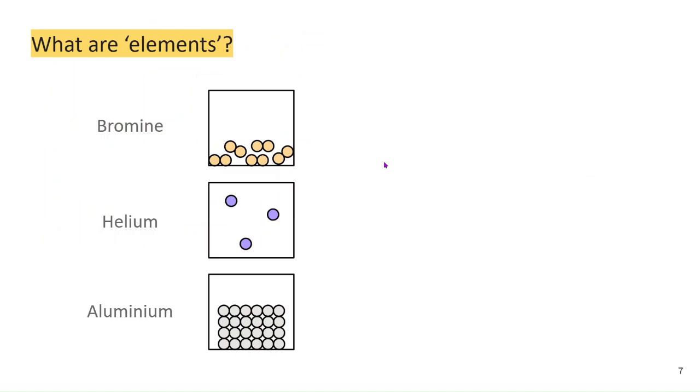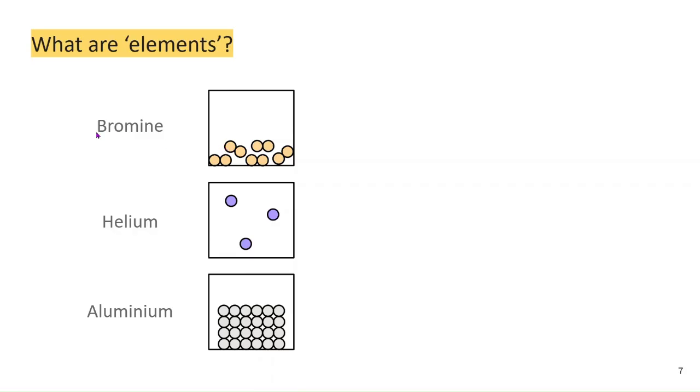So let's define elements first. On the left we have an element name, and then we have how it occurs in nature in this box. Again, these are particles. If they're next to each other like this, they are bonded. So, for instance, if we wanted to know what elemental bromine is, we could look at this picture and we would say we have two bromines.